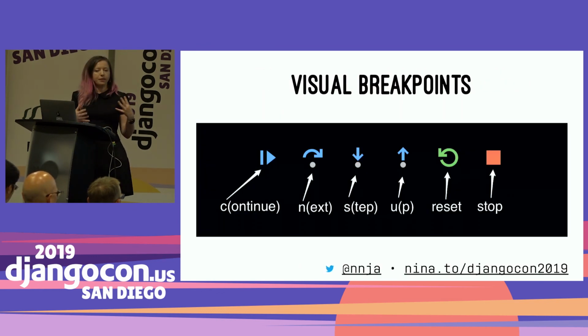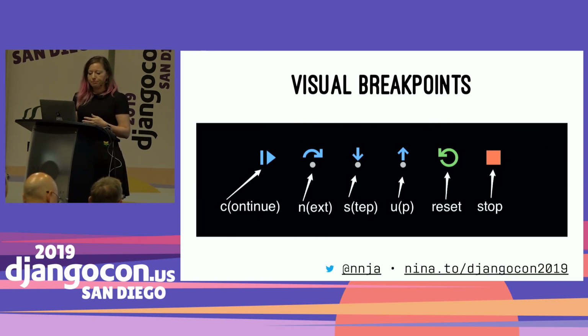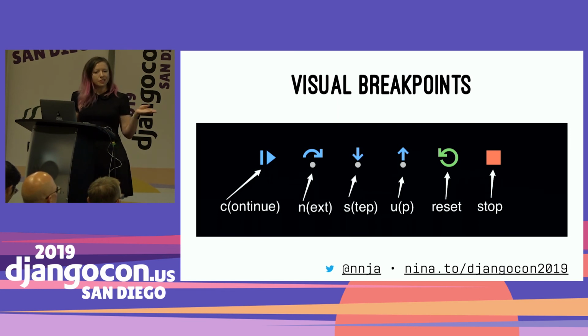You may notice that I was clicking on those visual breakpoint icons. Those icons correlate to the same commands that you used on the CLI: C for continue, that play arrow, and the arrow that jumps over, that's N for next, etc. I have a handy guide here.